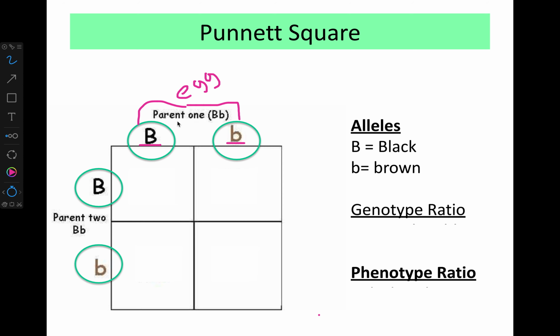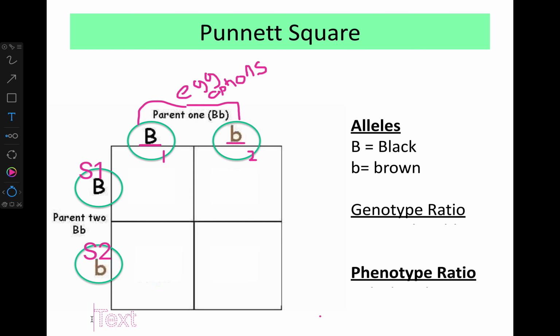Because it only can have one. So these are egg options. I know, guys, bear with me on the drawing tool. So this could be egg 1 or this could be egg 2. And the sperm also has options. So this is sperm 1 and this is sperm 2. So those are the 2 sperm options.